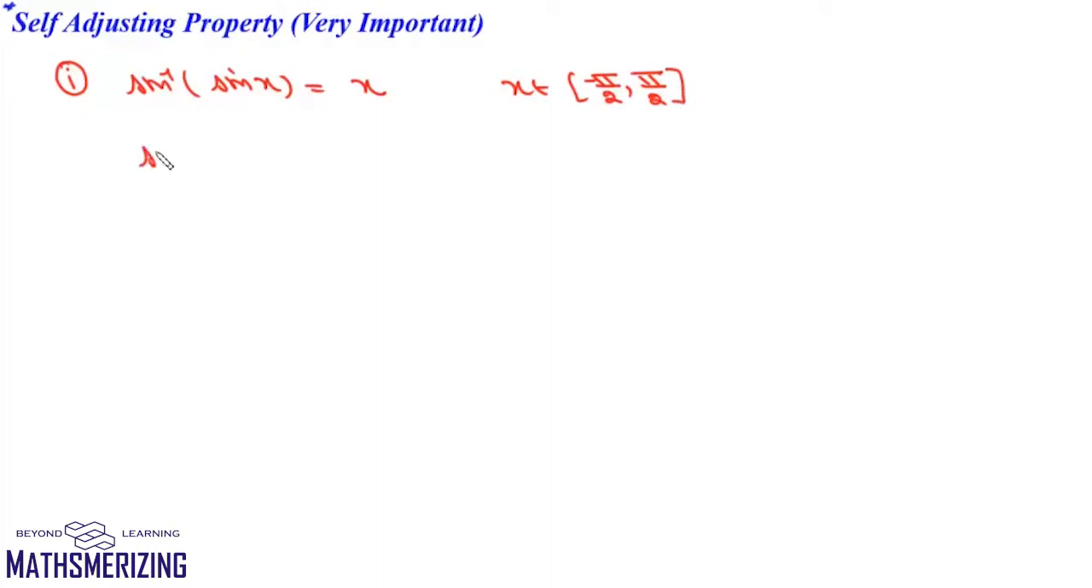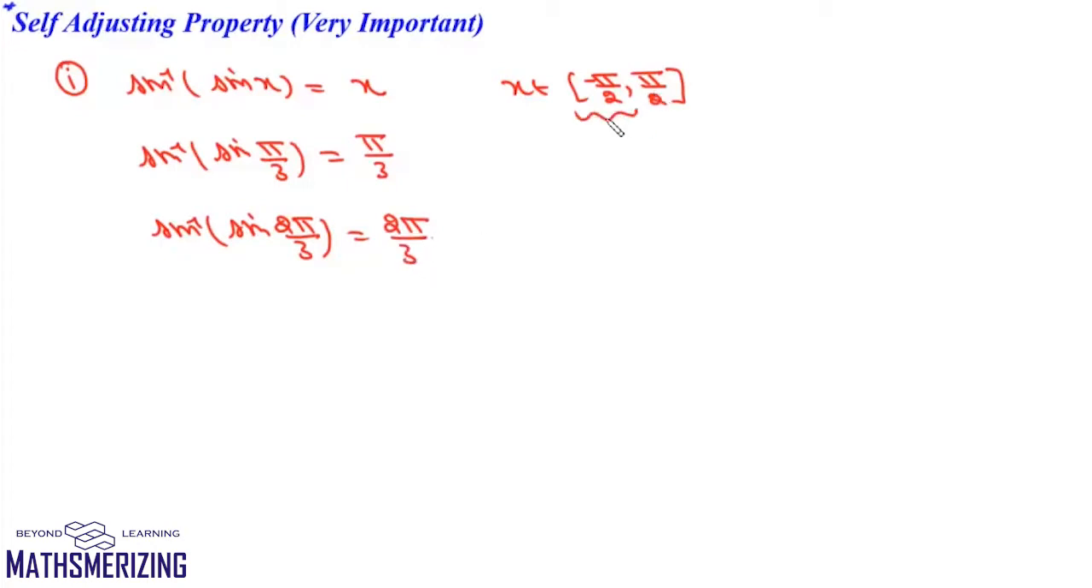So if we have sine inverse of sine pi by 3, we can cancel sine inverse with sine. We can simply write this as pi by 3. But if we have sine inverse of sine 2 pi by 3, now we cannot cancel sine inverse with sine, because if we get this result 2 pi by 3, this 2 pi by 3 doesn't lie in the principal value range of sine inverse. So this result is not possible.